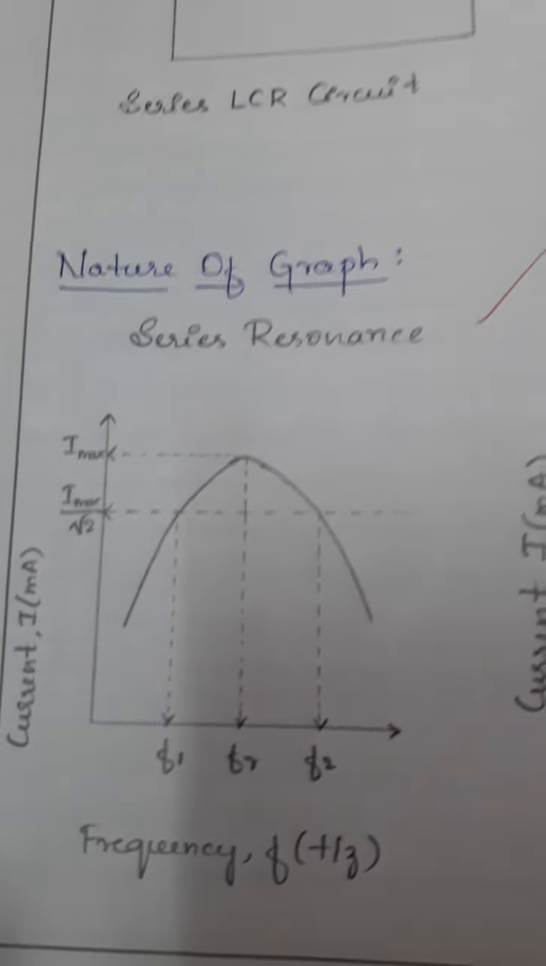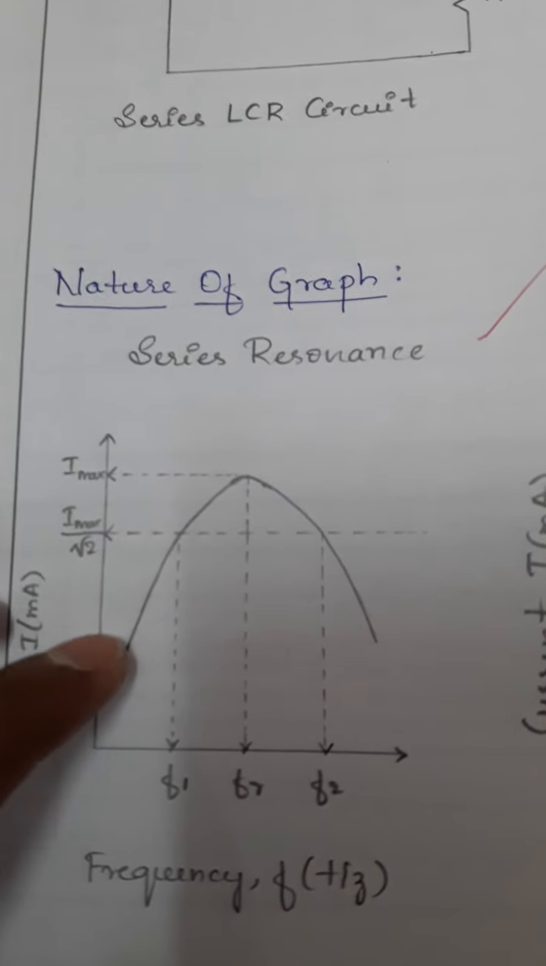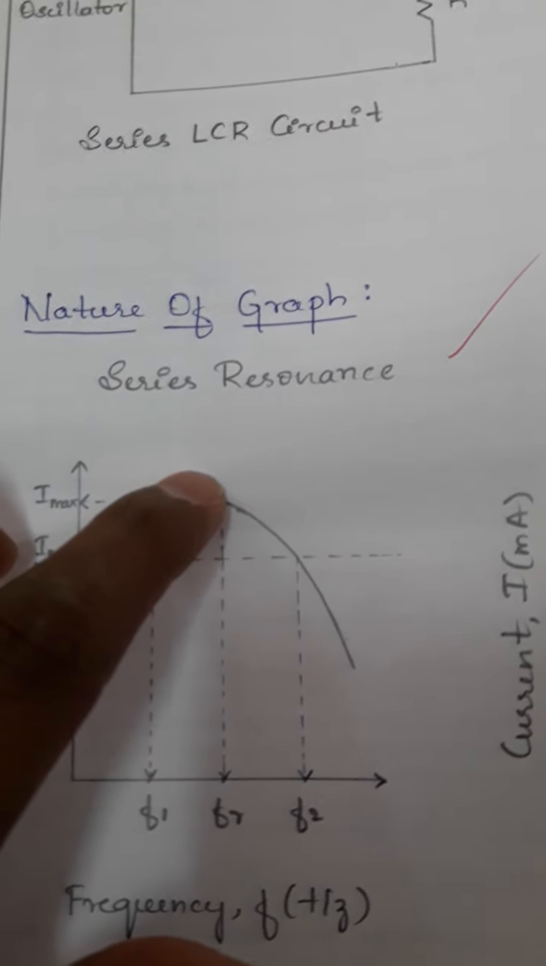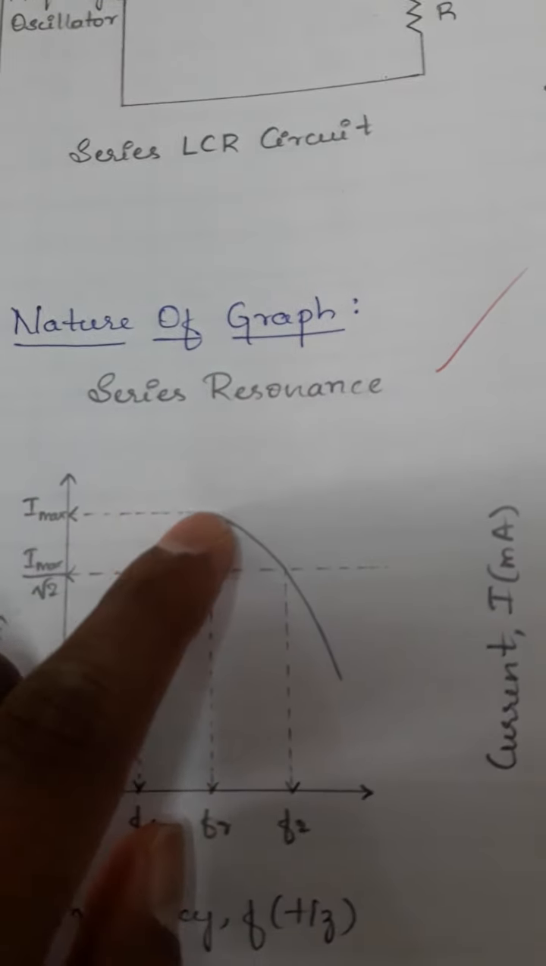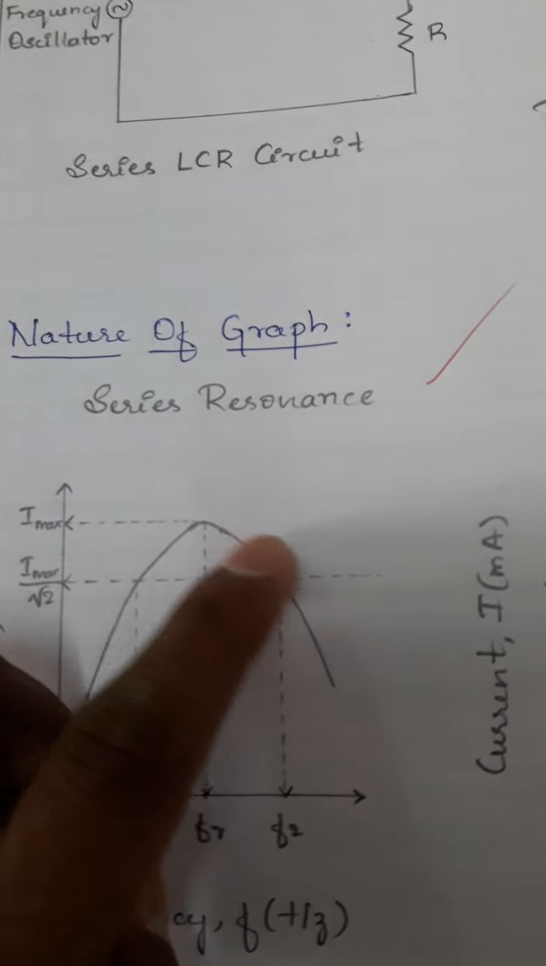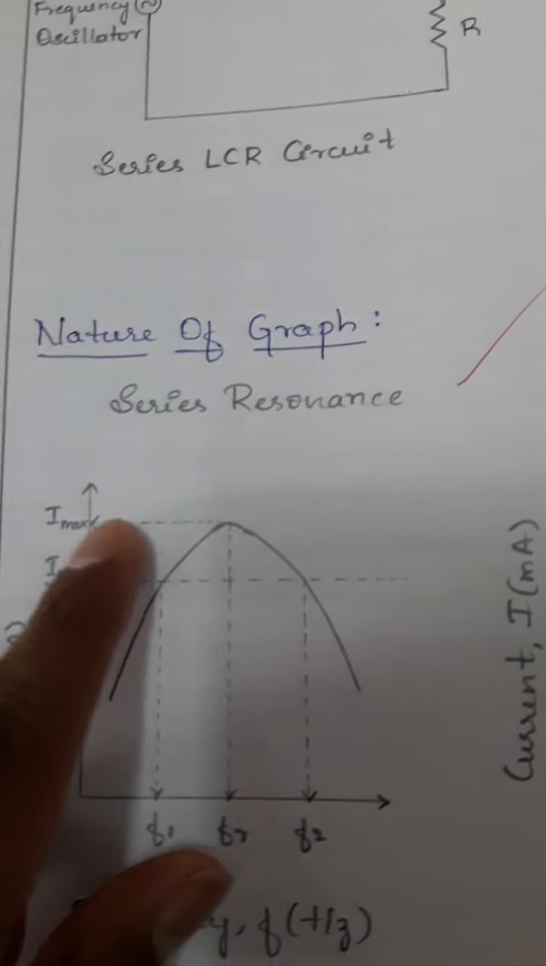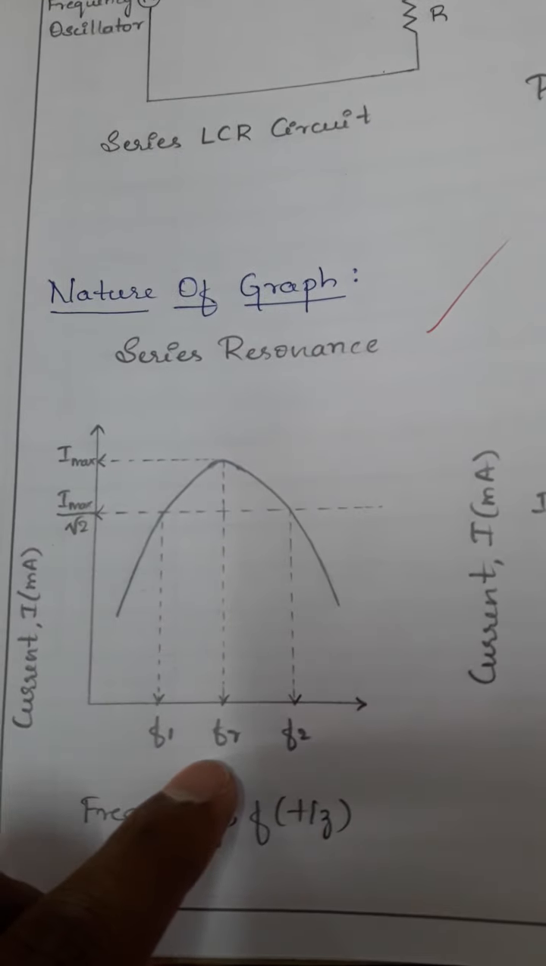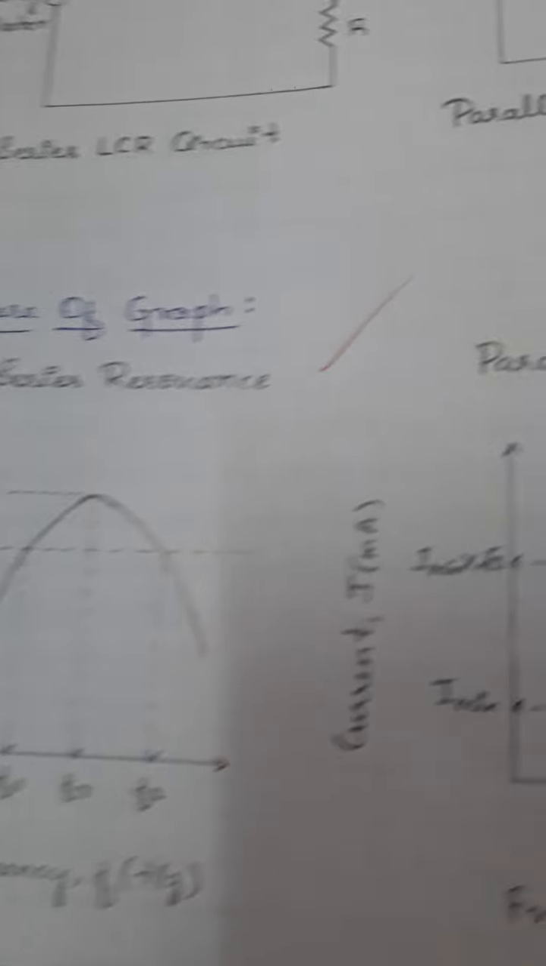It means that in a series LCR circuit, the current starts at a minimum, increases up to some maximum value, then decreases. Where we get the maximum current, that corresponding frequency we can take as the resonance frequency. For example, you can see here.